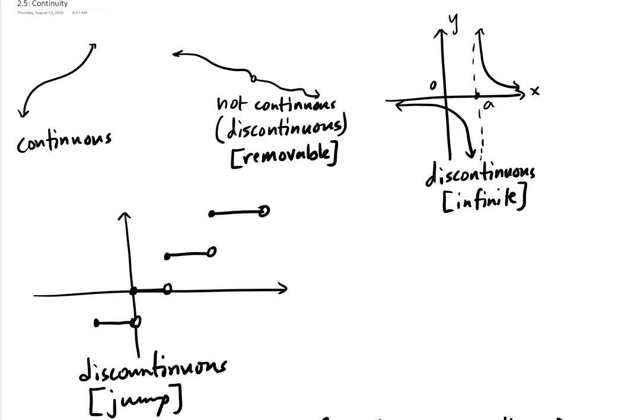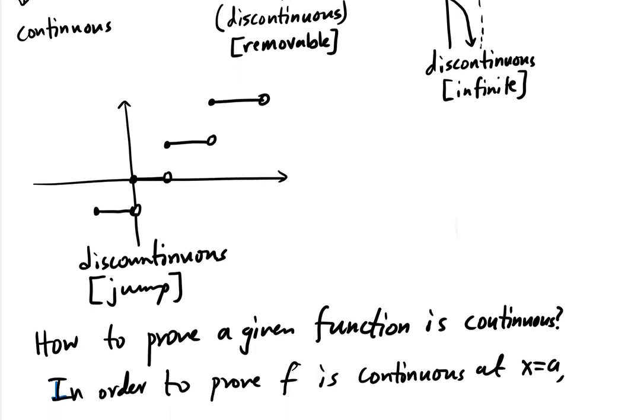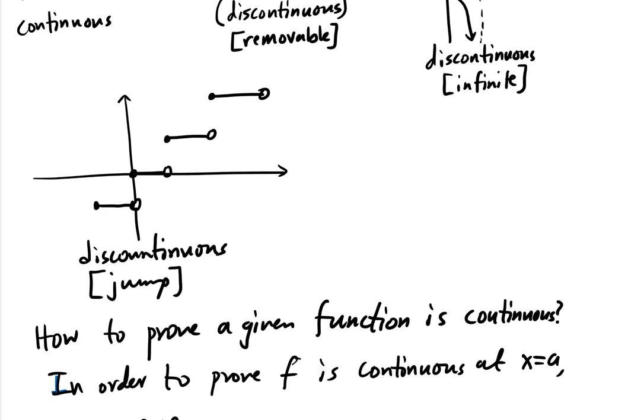Now the next one is a function that is being drawn this way. This is called jump discontinuity. How do we prove a given function is continuous? That's the big question we're going to answer in this section.